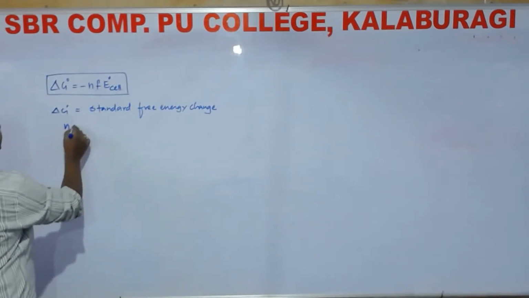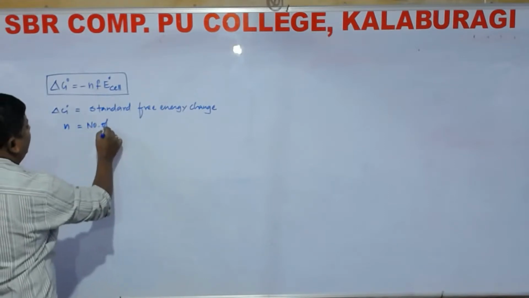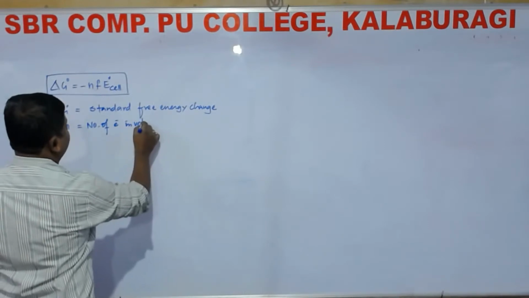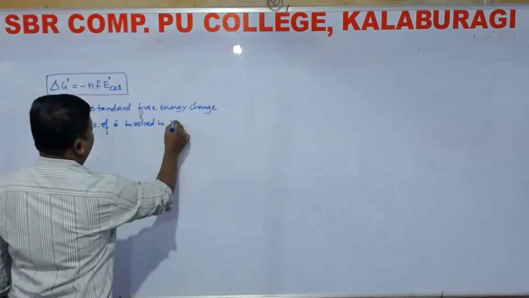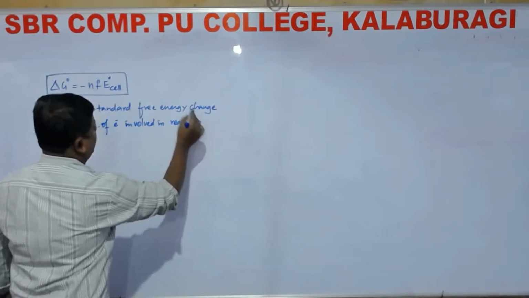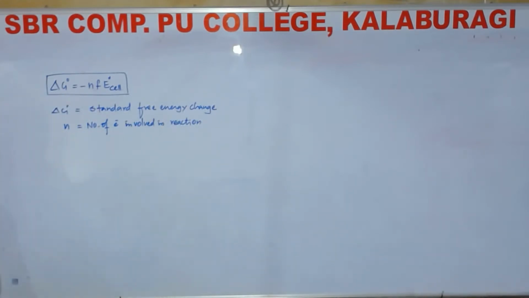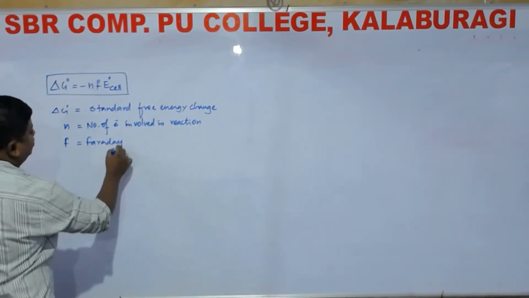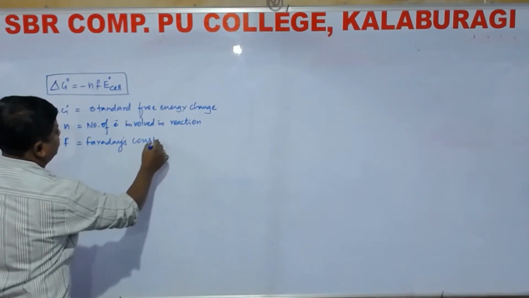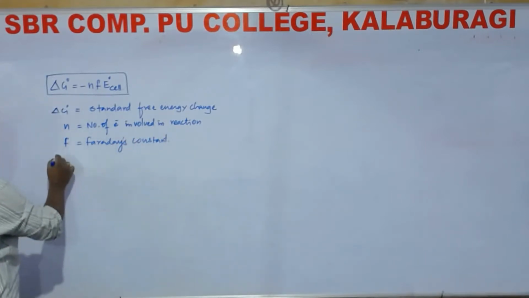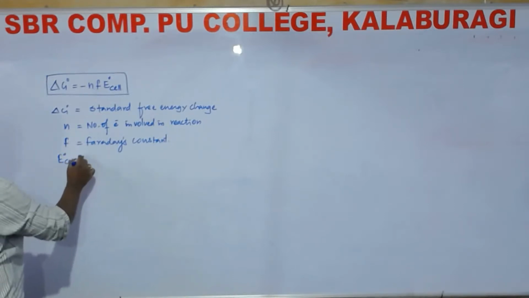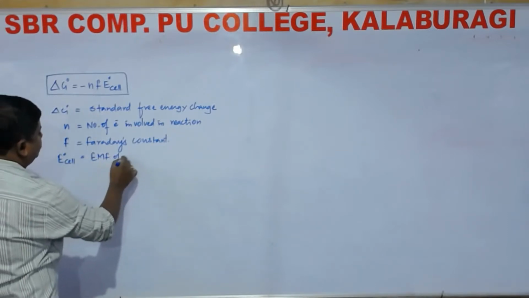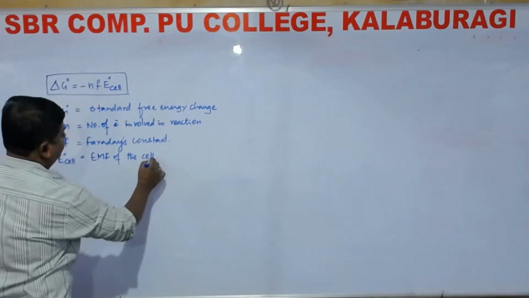Next, n is the number of electrons involved in the reaction. Whether oxidation or reduction, the number of electrons will always be equal. F is Faraday's constant. And E° of the cell is nothing but the EMF of the cell.